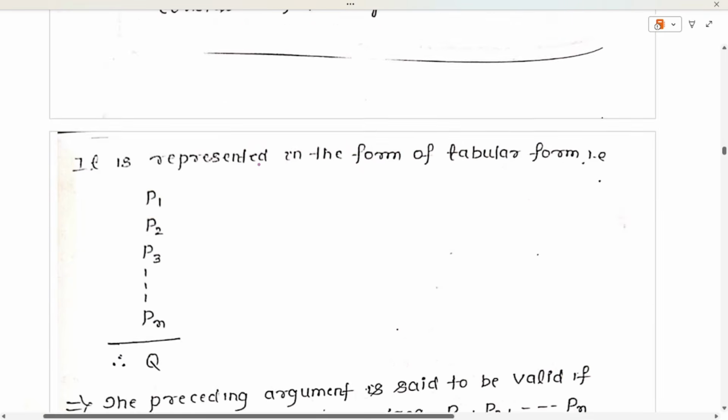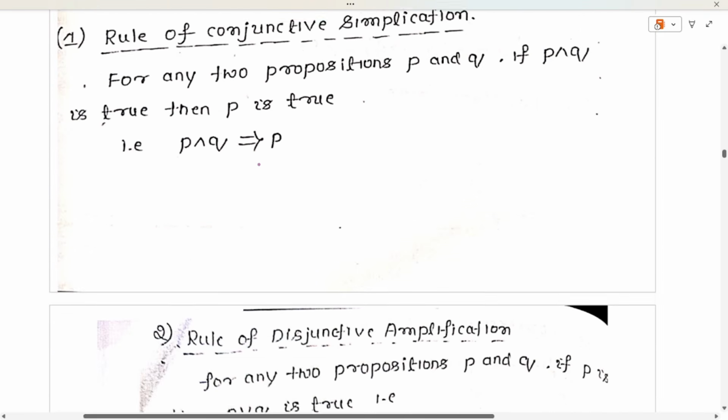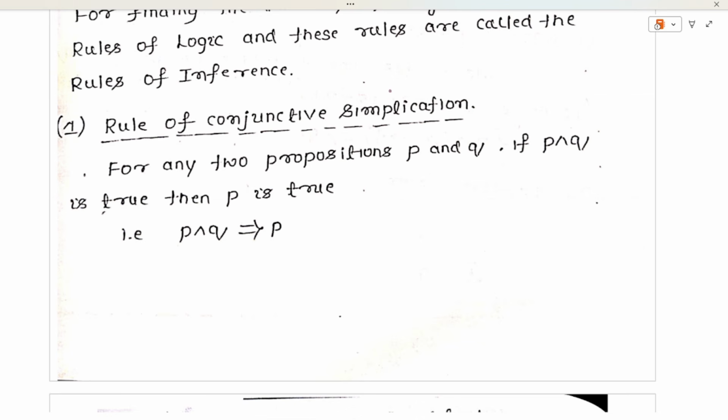Rules of inference you can look at. I'll be explaining next about the conjunctive simplification.